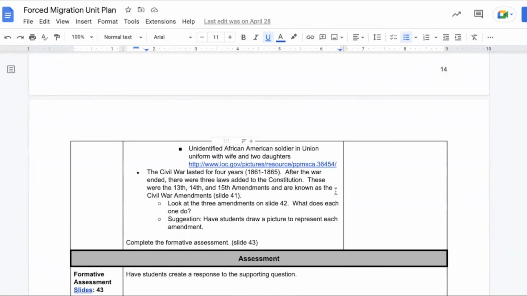And then we move into a little bit of information on the 3 main amendments that came out of the Civil War. So the 13th, 14th, and 15th, figuring out what they did to help end enslavement and then give better rights to those who were formerly enslaved.